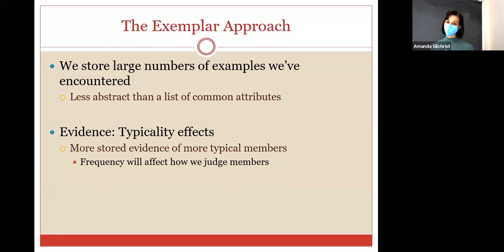So what's our evidence for this? Our evidence for this is actually from typicality effects. More typical members typically have more stored evidence. We judge something as being more typical because we encounter it more often. So we have more stored evidence of more typical members. And the frequency of how often we see something affects how we judge members of that category.